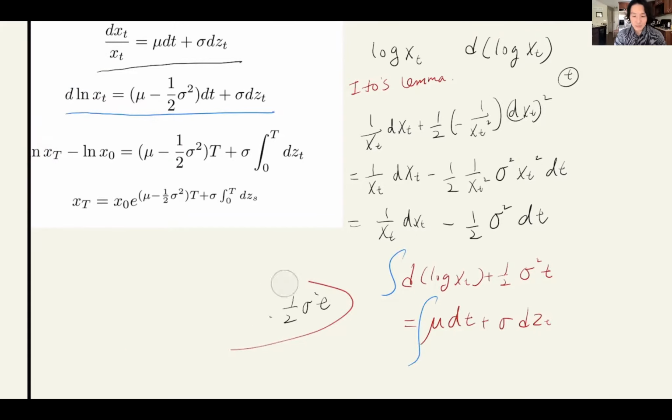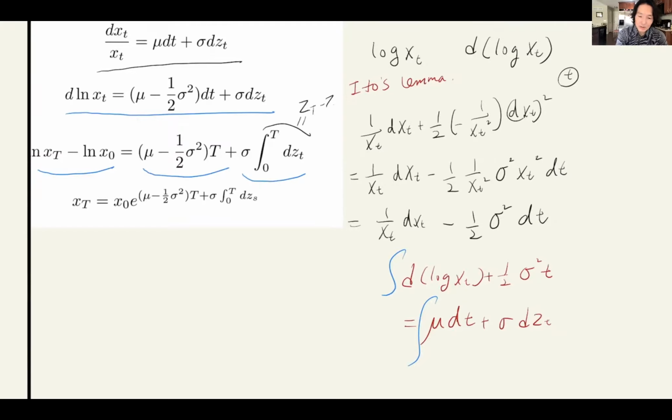Let me erase it here. What do you get? You get the one on the left hand side, the one on the right hand side, and the integral, right? Well, actually, this thing is going to be the same as zt minus z0. Okay? And then you just take the exponential on both sides and you get this formula.